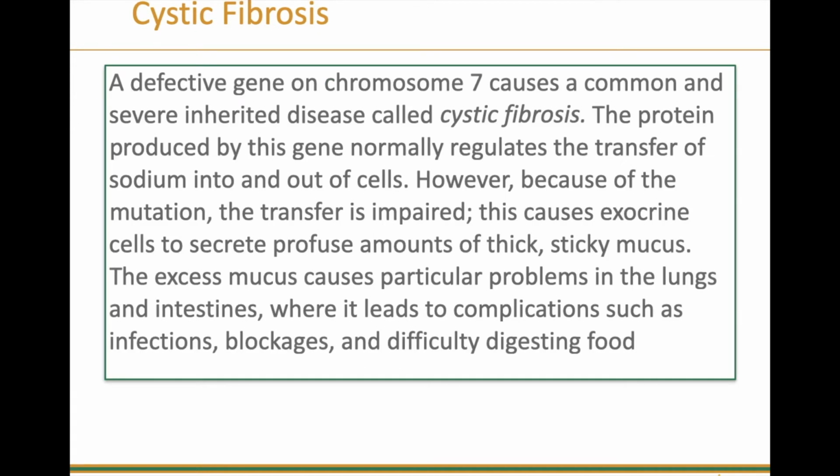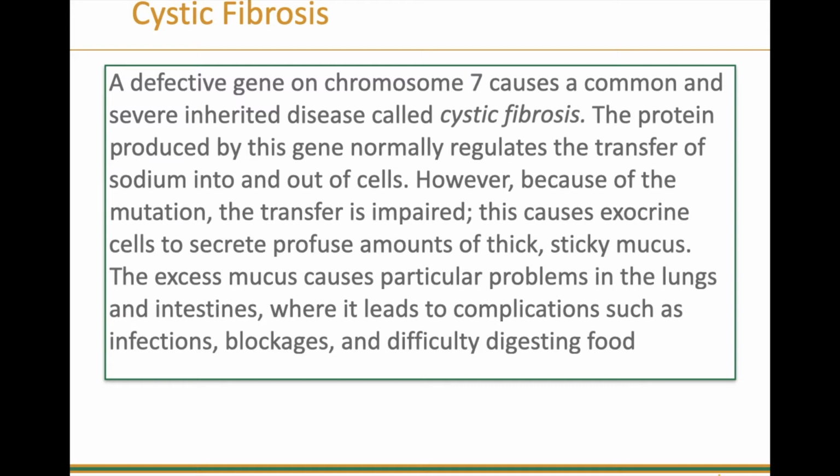All right, next we're going to talk about cystic fibrosis. It's caused by a defective gene on chromosome 7. The protein produced by this gene normally regulates the transfer of sodium into and out of cells. But because of the mutation, the transfer is impaired, and water normally follows sodium. This causes exocrine cells to secrete profuse amounts of thick, sticky mucus.